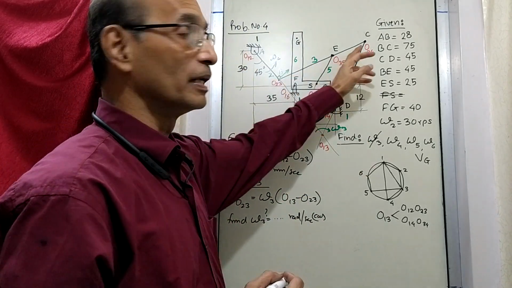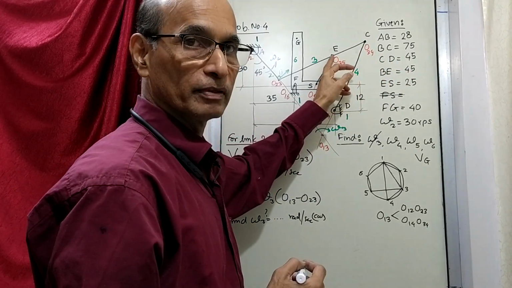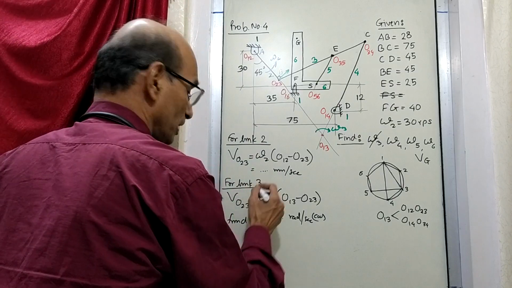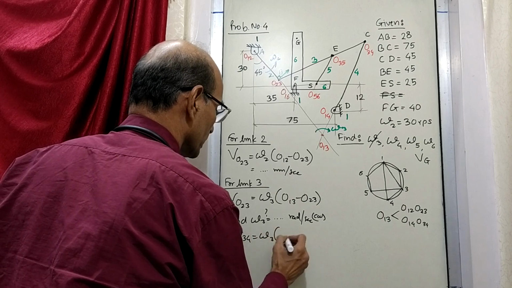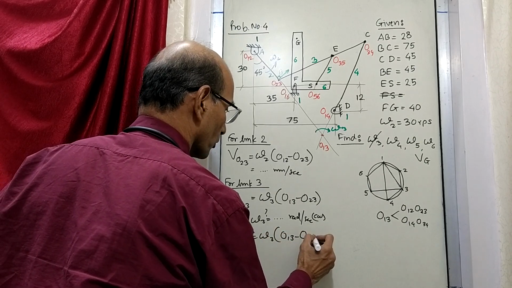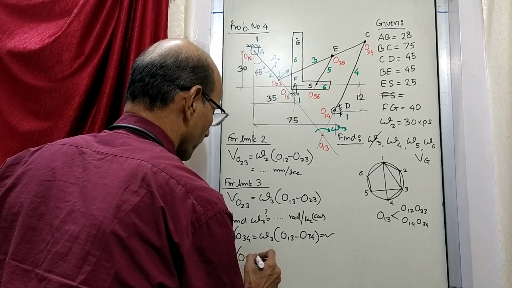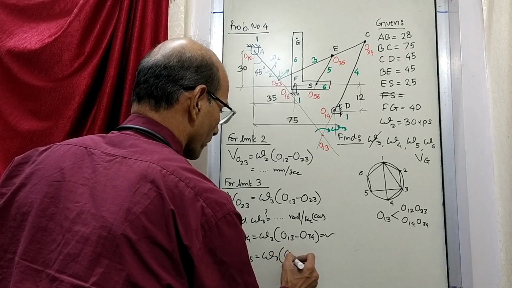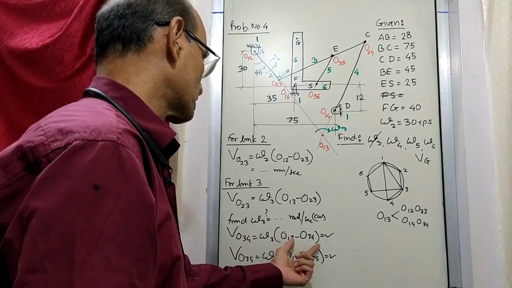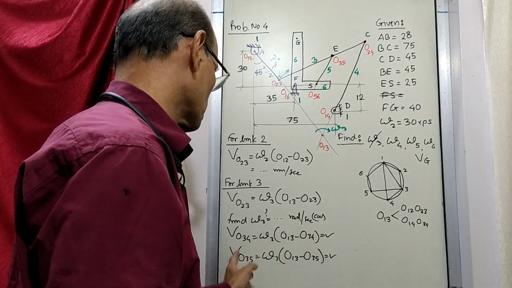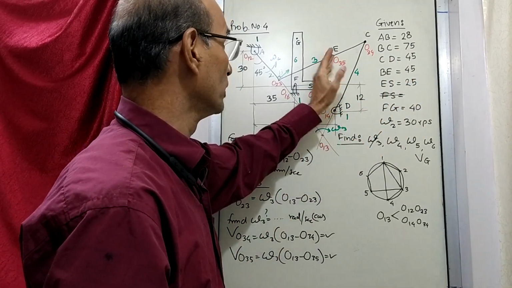Now any other point on this link number 3 you can find out the velocity. So we can now find out velocity of O34 and velocity of O35. So we write immediately, we are still in link number 3. So we write velocity of O34 is equal to omega 3 into distance from O13 to O34. And you get this. Similarly, velocity of O35. So omega is known, distance is known. You can get the answers of velocity of O35 and velocity of O34. It will be perpendicular to the line joining these two.